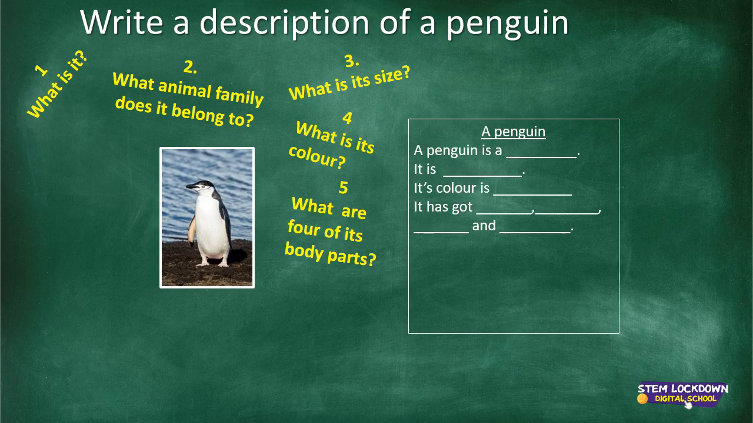Good. Number 6, how does it move? Now this one, I want you to say, it can something, but it cannot something else. So when it comes to movement, what can it do? And then mention something it can't do. It can, but it can't. You got that?